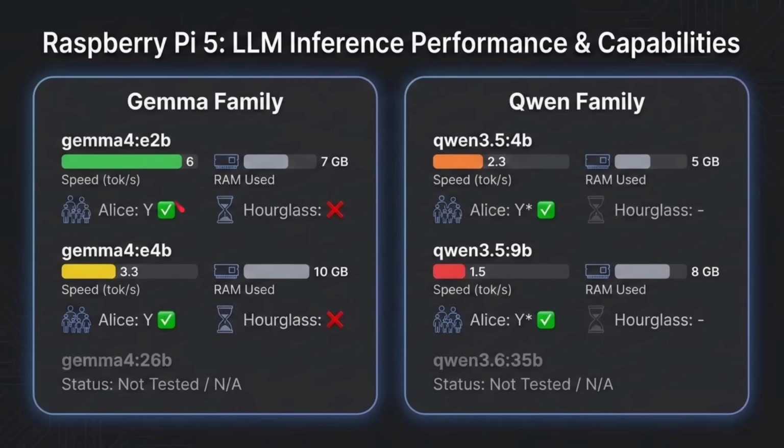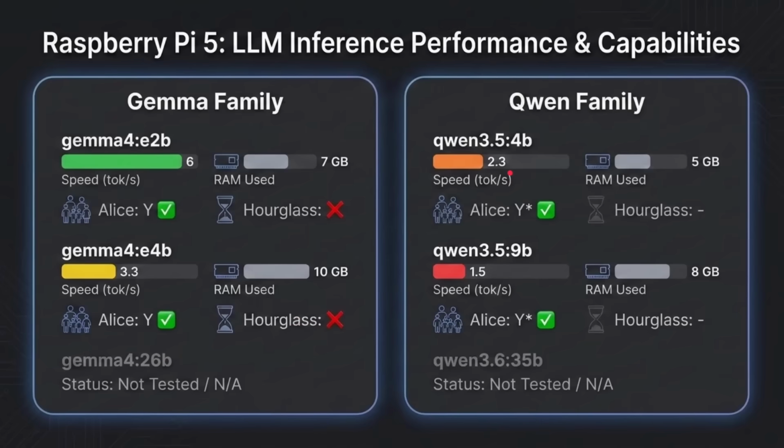Yes, it can answer the Alice question, can't answer the hourglass question. When I say it can't answer it, it comes up with the wrong answer. It actually gets through all the thinking, it just comes up with the wrong answer. 3.3 tokens a second for the effective 4 billion parameter one, using 10 gigabytes, so really using up all the memory there. Yes, it can answer Alice. No, it can't answer the hourglass. Again, didn't check the 26 billion one, not enough RAM.